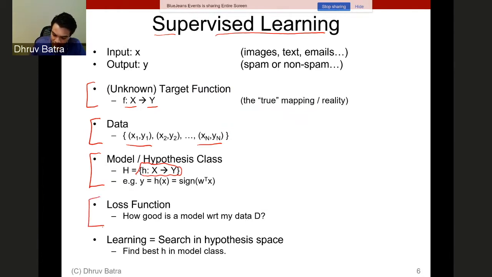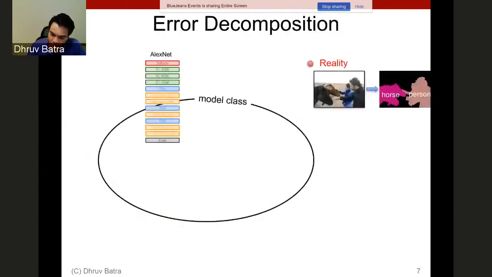We will define a loss function, which characterizes how good is my model with respect to my data D. And ultimately, we will follow this up with learning, which is just search in the hypothesis space. So find the best h in the model class, find the best member of the set of functions that I've defined with respect to the loss function that I've written down. That's going to be the paradigm.